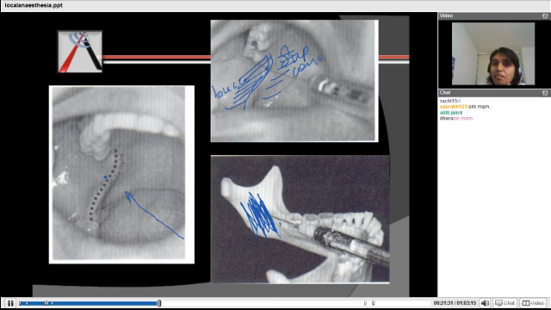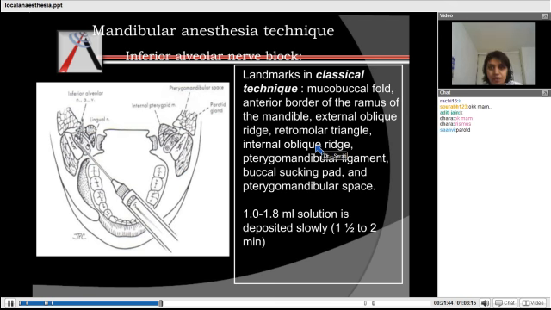What is the major complication that you have in inferior alveolar nerve block? Yeah, good point. So when we talk about the inferior alveolar nerve block, here you have your medial pterygoid muscle, and if you irritate your medial pterygoid muscle, what may happen in the long term is trismus. The second thing that we are talking about is facial paralysis.